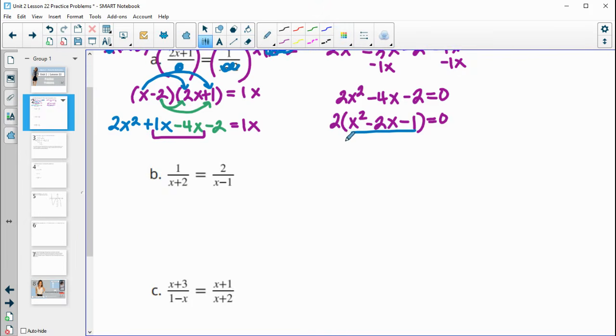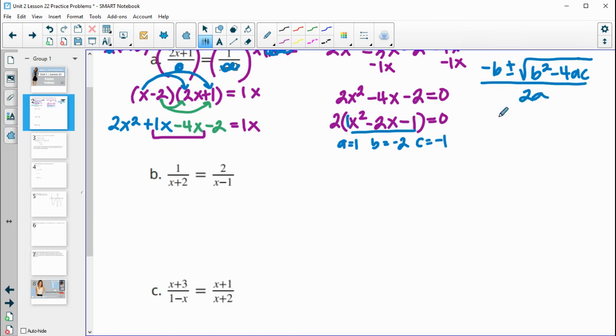And so let's take a look here. In our polynomial, our a term is 1, our b term is negative 2, and our c term is negative 1. So remember, the quadratic formula is the opposite of b, plus or minus the square root of b squared minus 4ac, and then this whole thing divided by 2a. So we're going to plug these numbers in.